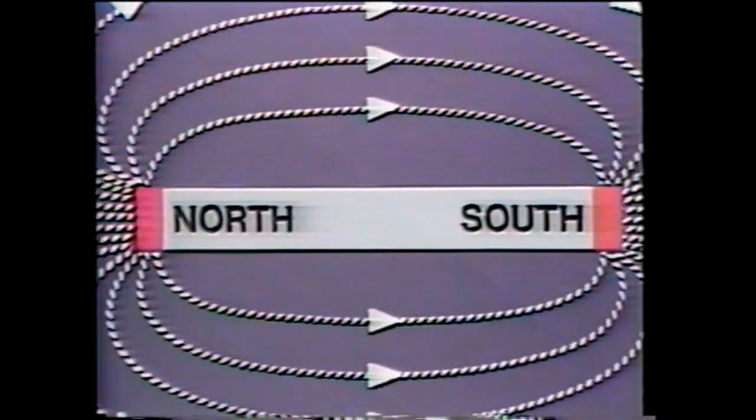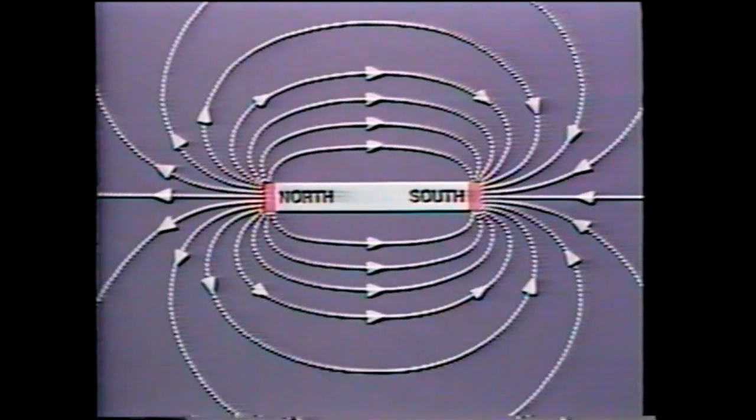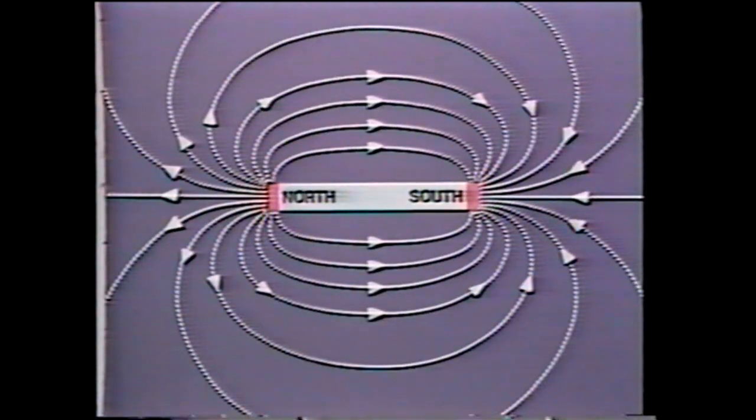What is a magnetic field? Well, we all know that a magnetic field is present around a permanent magnet. These lines, called magnetic lines of force, show the nature of the field around the magnet. The lines of force are concentrated at these two ends, or poles. And by convention, they leave the North Pole and enter the South Pole.